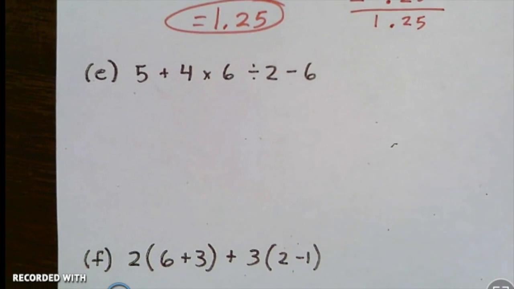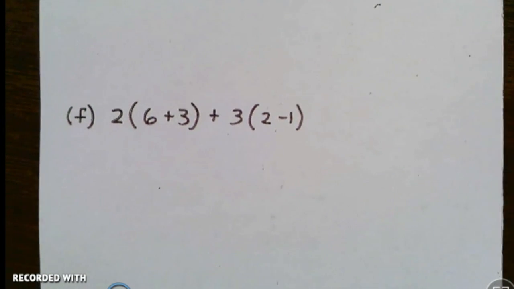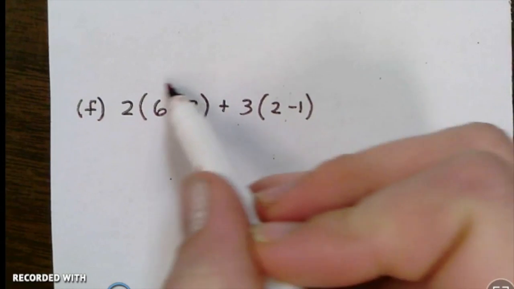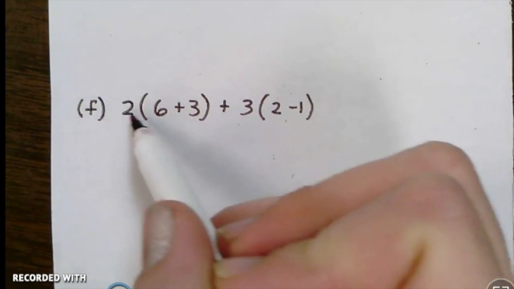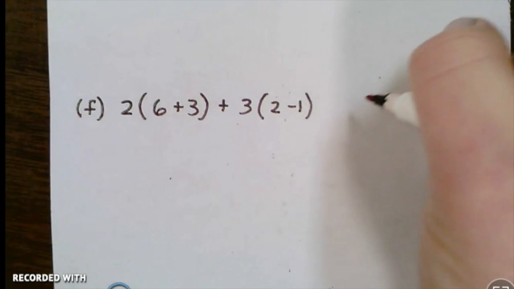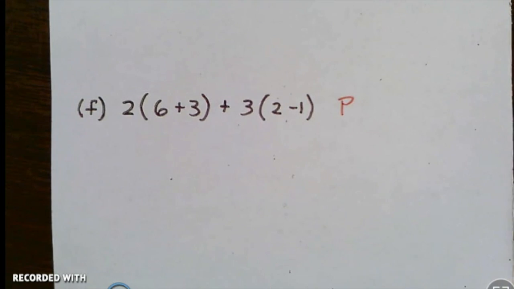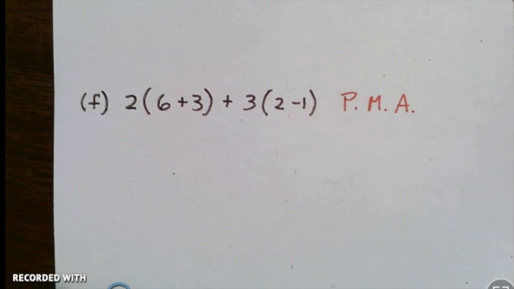Okay, example E. Let's see if you can do this one on your own. And then example F, I want you to also do on your own. You're going to do within the parentheses first here, and then you'll multiply, and then you'll add. Okay, so parentheses first, then you're going to multiply, and then you're going to add. I'm just going to write that for you right there to remind you. Bring it to class. Go ahead and get to work.